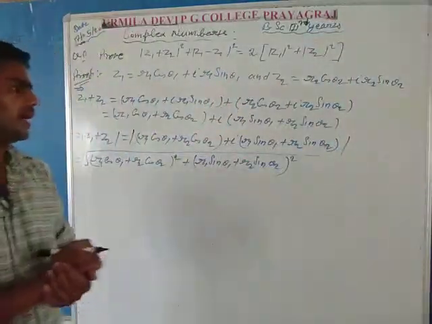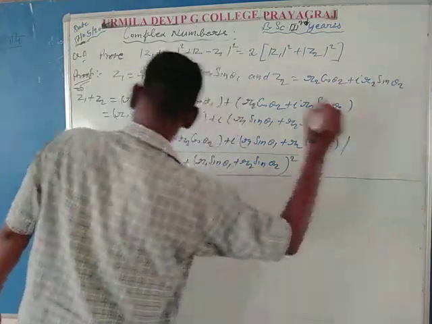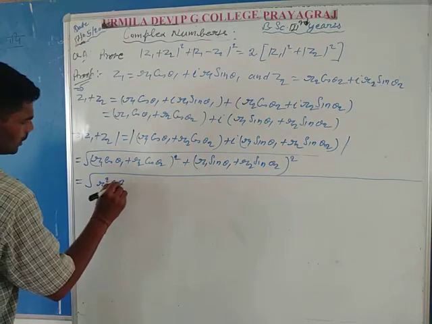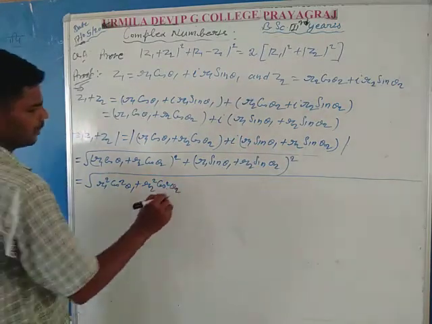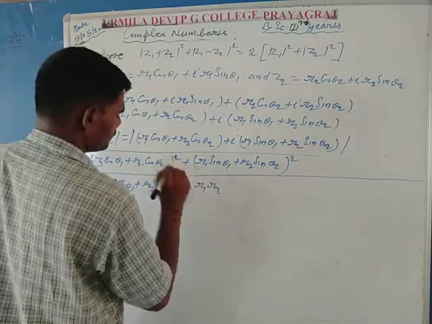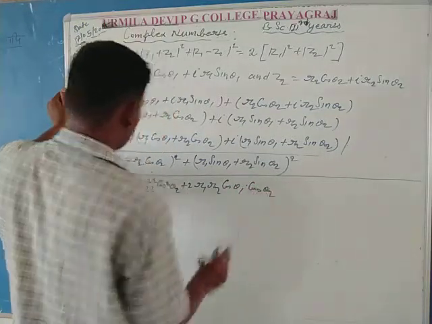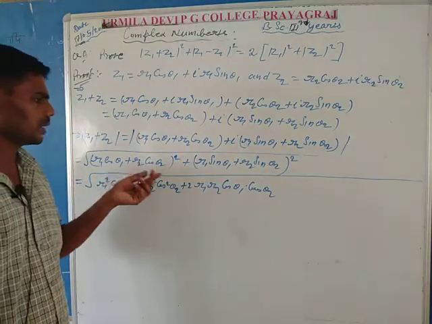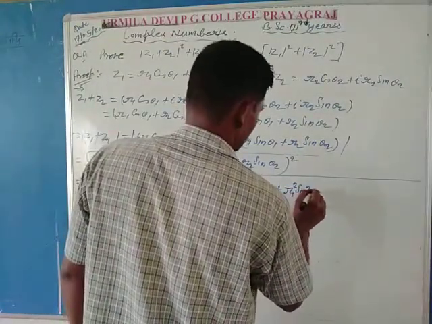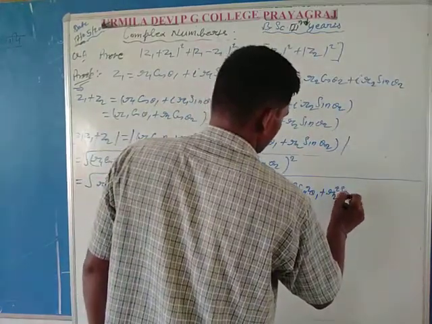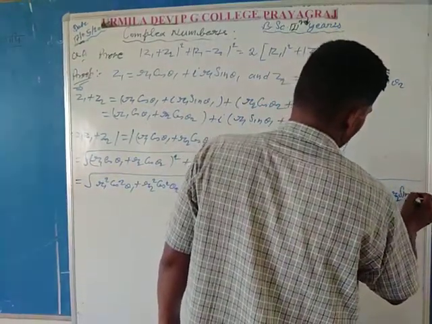Now expanding this whole square by the rule of a plus b whole square, it is equal to the square root of R1 square cos square theta 1 plus R2 square cos square theta 2 plus 2 times R1 R2 cos theta 1 into cos theta 2, plus R1 square sin square theta 1 plus R2 square sin square theta 2 plus 2 times R1 R2 sin theta 1 into sin theta 2.